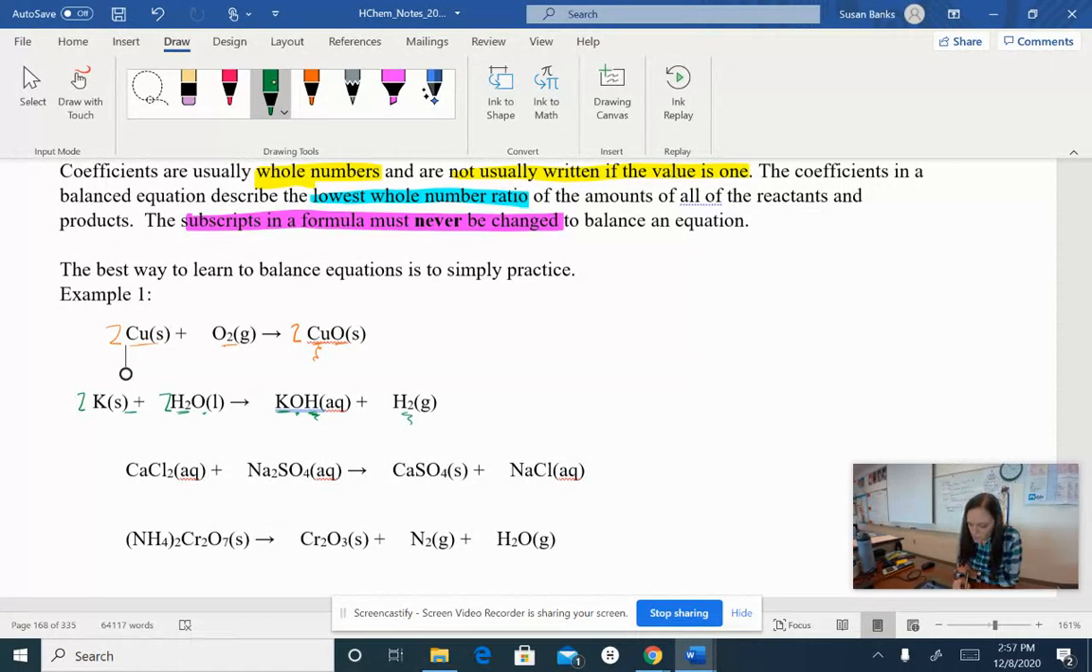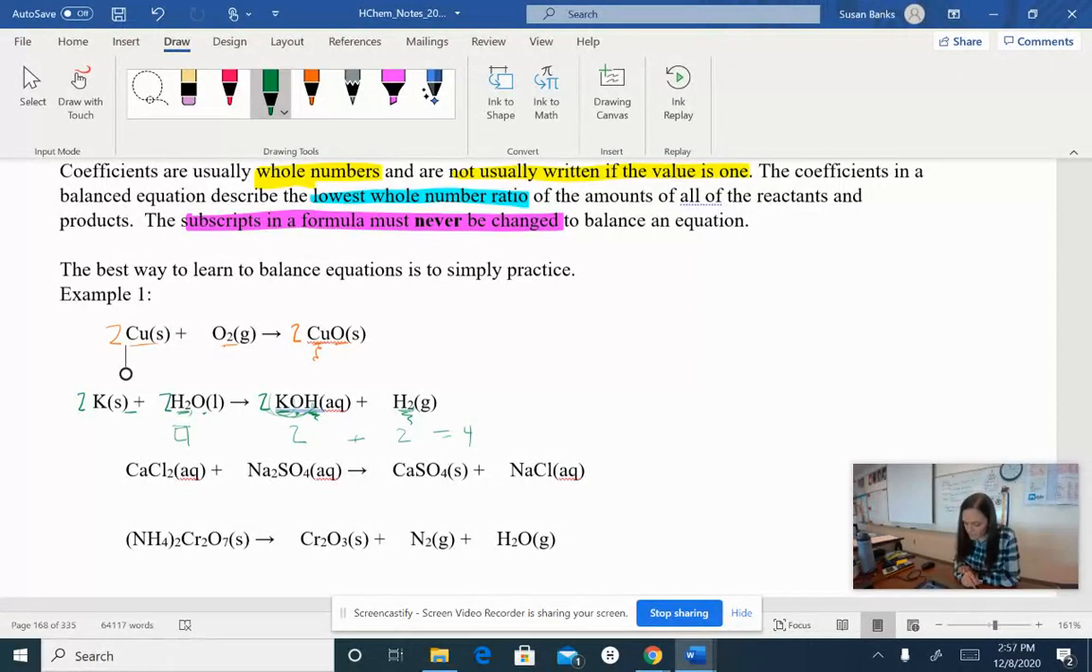Okay, so if I do my potassiums by 2, that means I need to multiply my potassiums on my product side by 2 as well. So that gives me 2 potassiums. Now, if I look at my hydrogens on this side, 2 times 2 gives me 4 hydrogens. 2 times 1 gives me 2 right here, and then 2 right here gives me 2 more. So 2 plus 2 is 4. So my hydrogens do work.